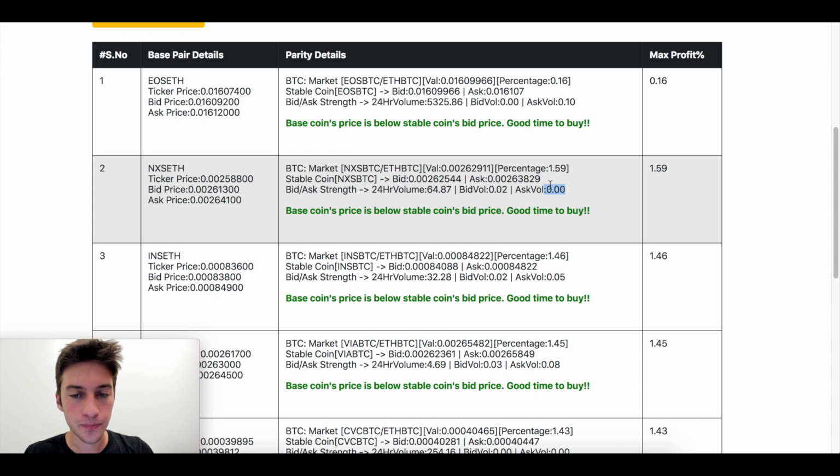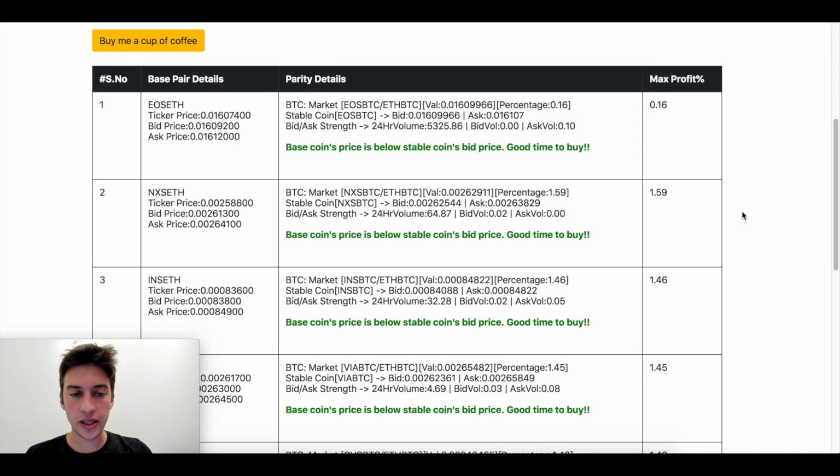What this means, for those who may not know, is that the bid strength is just the bid at the top of the order book. So the bid that you would immediately transact on. There are currently 0.02 Bitcoin of NXS that are being bid at this bid right here. And there are currently no Bitcoin being offered, as you can see here.